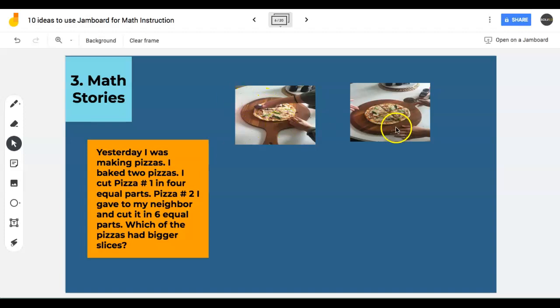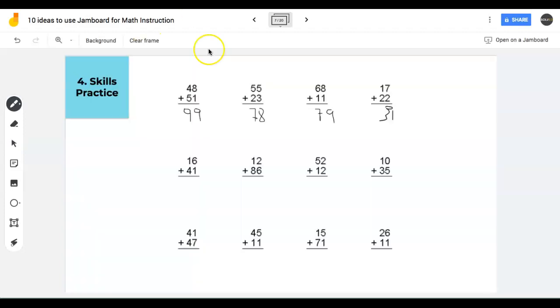These are pictures that I took of my own pizza, and then I will share this with my students, and I will make a copy for each student, and I will have the students show their own work and maybe then assess how they did.